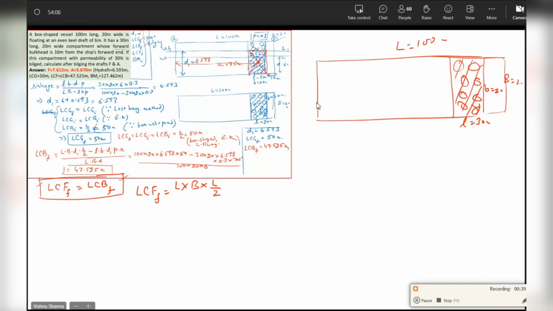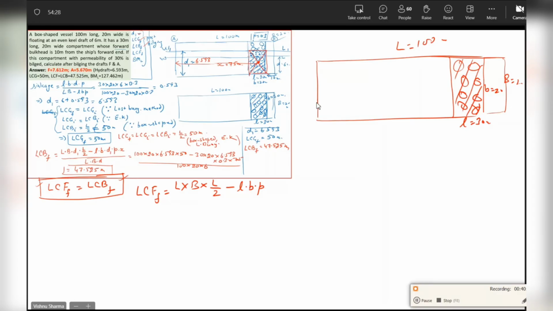This is the longitudinal moment of this whole area. From this one, I identify the area which is lost. Which water plane area is lost in the notational form? Please identify that. Small l into small b into p, permeability.